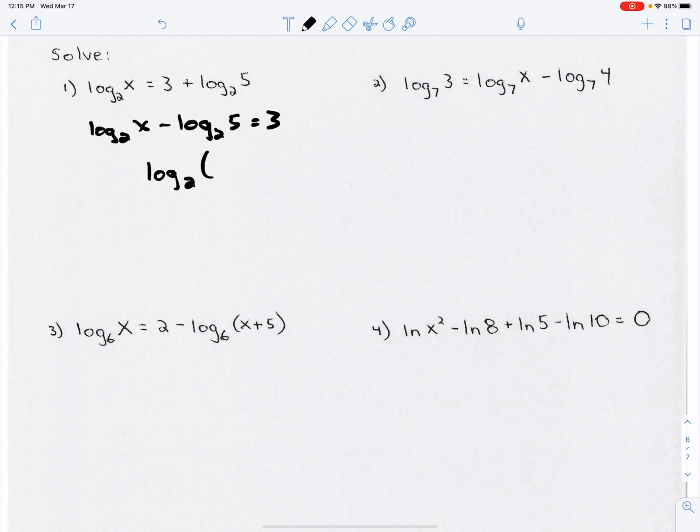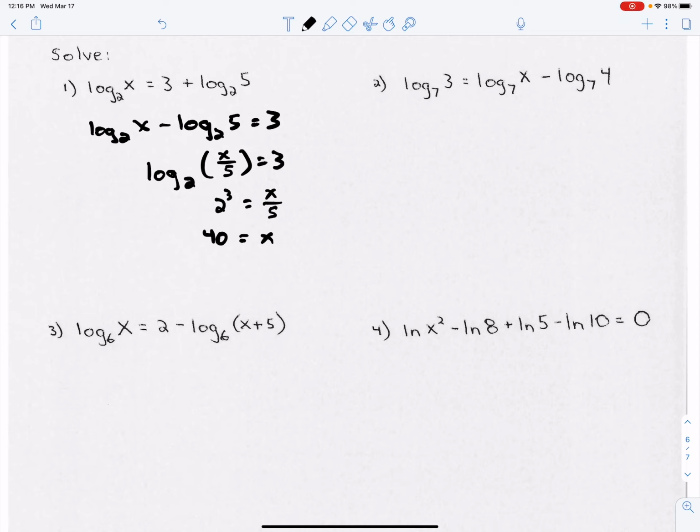So this is going to be x over 5. And now we'll change the form. So this is 2 to the 3rd, which is 8, is x over 5. Therefore, x equals 40. And plugging 40 in where you see x does not cause us to take the log of a negative number, so we're fine.